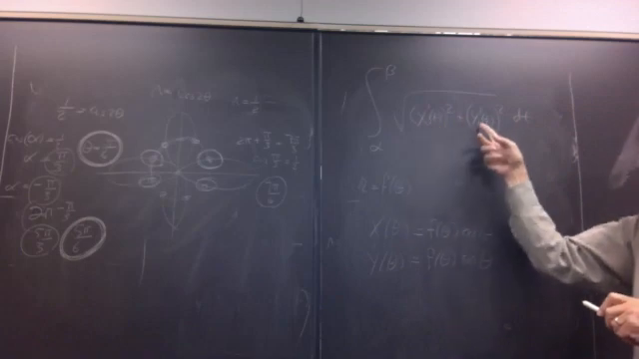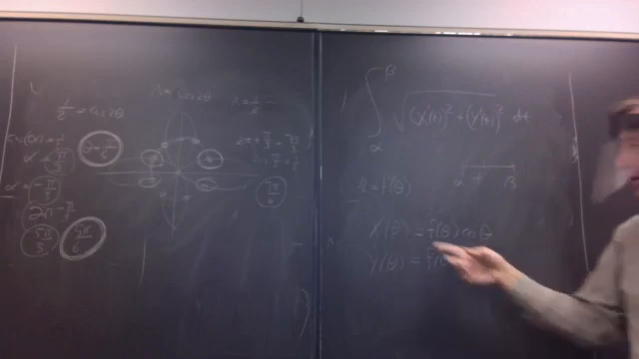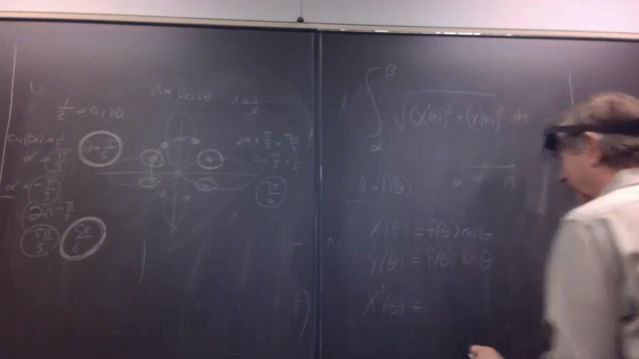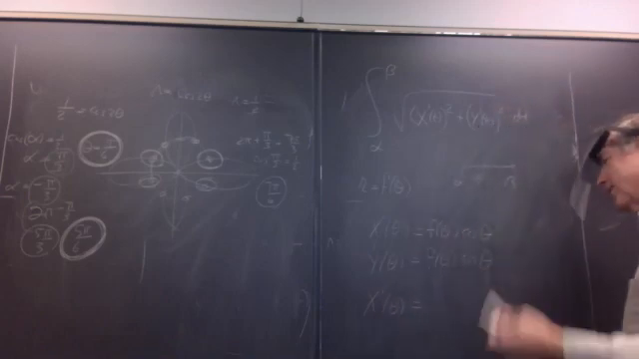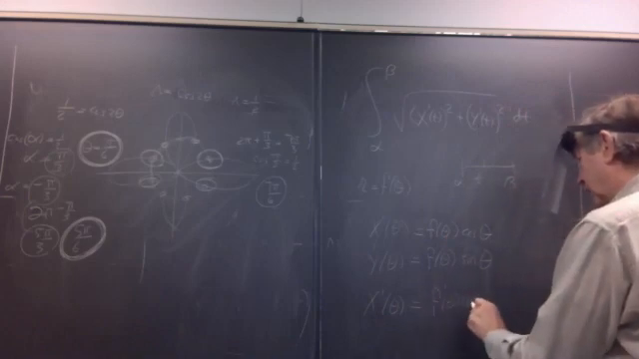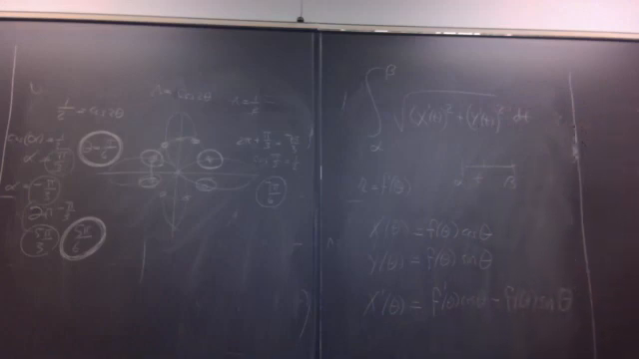I need to find x prime, I need to find y prime and square them and add them. Yeah, I don't want to do that because when I find x prime, okay, I'll find x prime. It's a product rule. We get f prime of theta cosine theta minus f of theta sine theta. That wasn't so bad, but what I've got to do to the thing, I've got to square it. I don't want to square that thing, but you got to. Or read the book. Book does it for me. Hey, there it is. Okay, I see it.